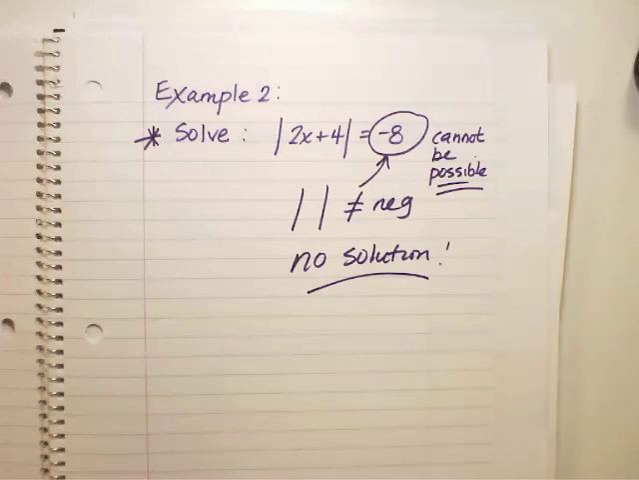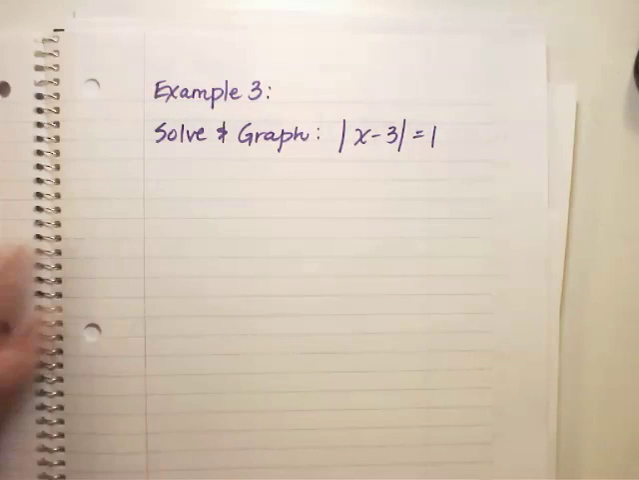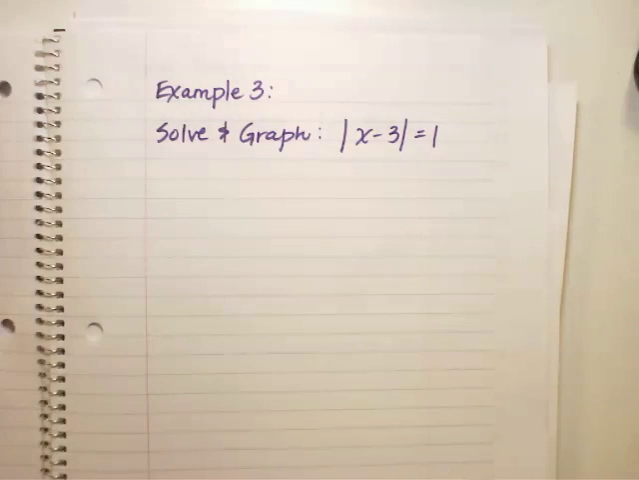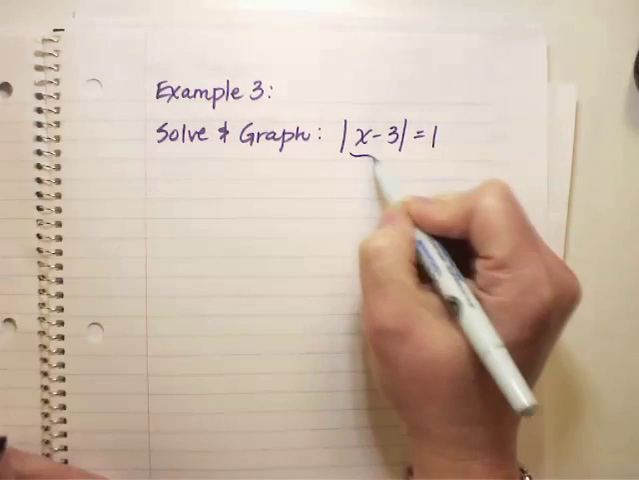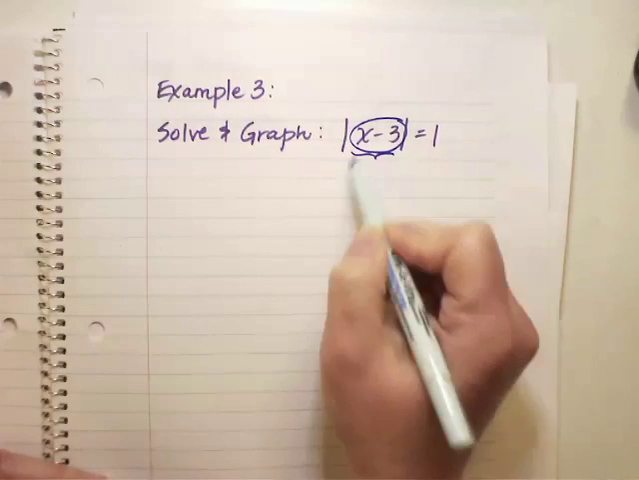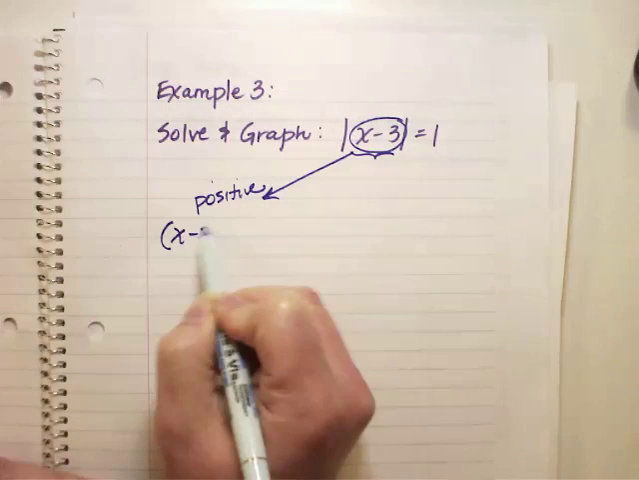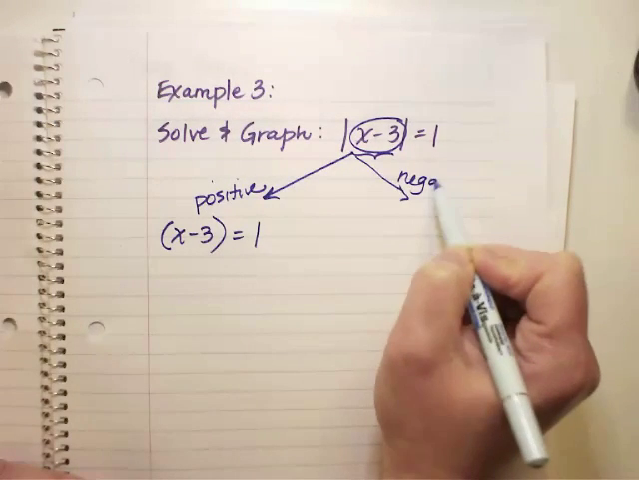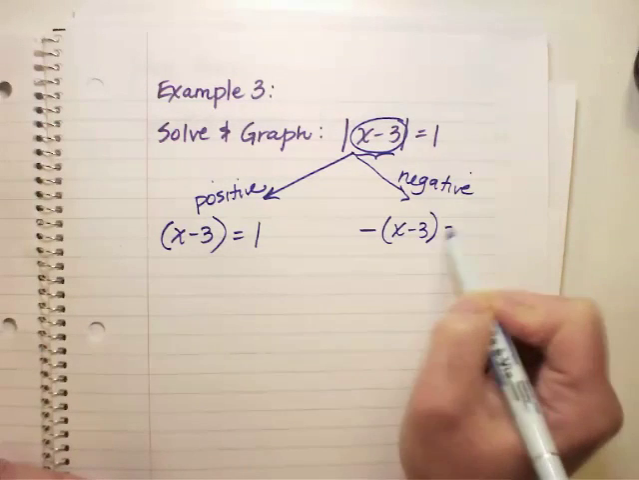Okay, example number 3. I promise I'm not going to trick you this time. So this one is solving and graphing. Besides solving it, we're going to go ahead and graph it on a number line. So keep in mind that this inside portion right here has two cases. This inside could be positive, in which case I have x minus 3 positive equals 1. I also have the negative case, and that negative x minus 3 would equal positive 1.